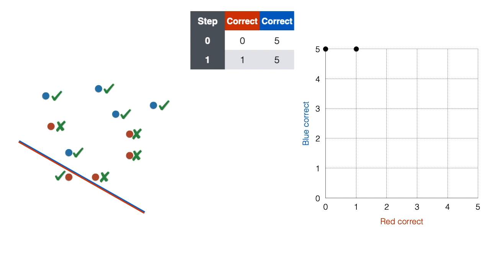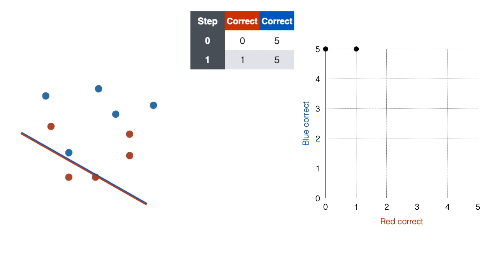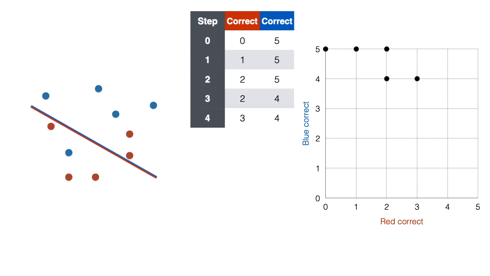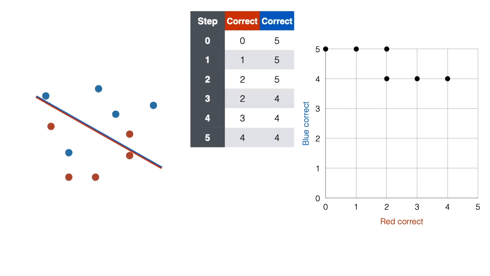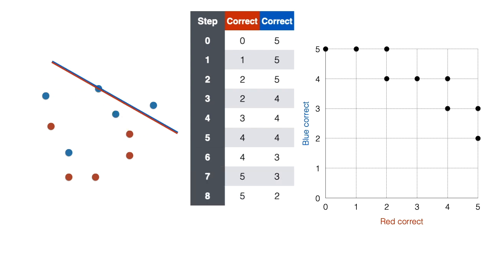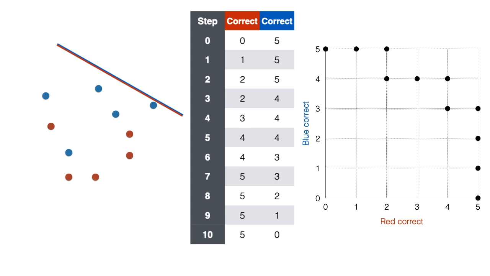And we continue in this fashion, always going over one point and plotting that. Sometimes we will increase and sometimes we will decrease. And we continue until the very end. Now notice that at the very end, we're in the opposite situation.